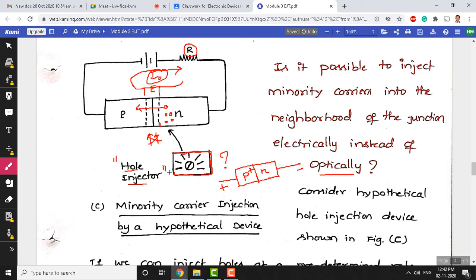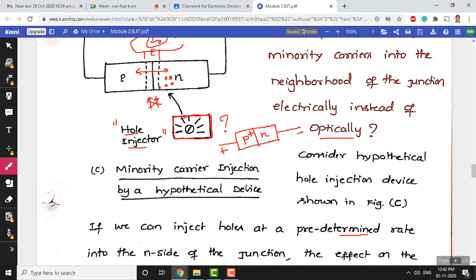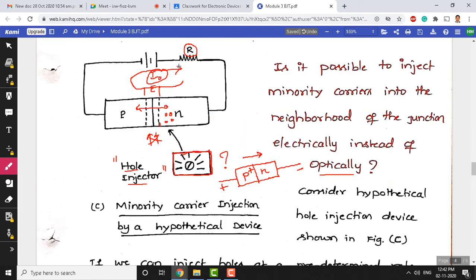Now what may be this hypothetical device? This hypothetical device is nothing but a forward biased p-n junction here. So we know that in a forward biased p-n junction, holes get injected from the p plus region to the n region here. So this is the direction of hole injection. Now this hole injection can be done to this n region, and you can create continuous current flow in this reverse biased p-n junction here.